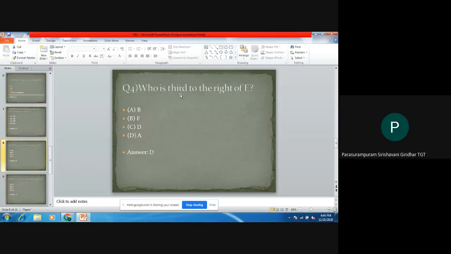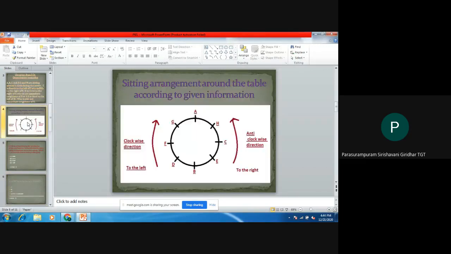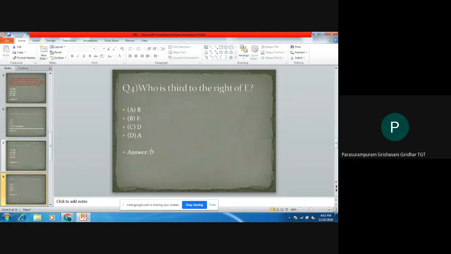Who is third to the right of E? Third to the right of E means, please look at the figure. Here is the E. To the right side of E, facing towards the center, right side means you have to go up, that is in the anti-clockwise direction. So third of E means you will be getting A here, the third one. So the option for this fourth question is D, that is A. A is the answer. Option D, but A is the answer.